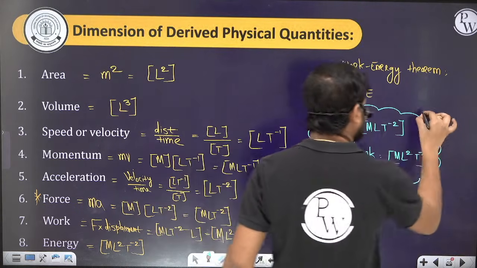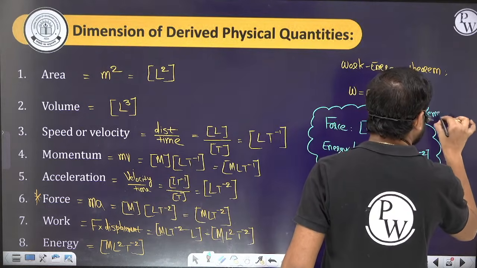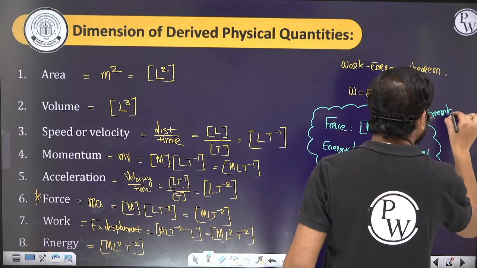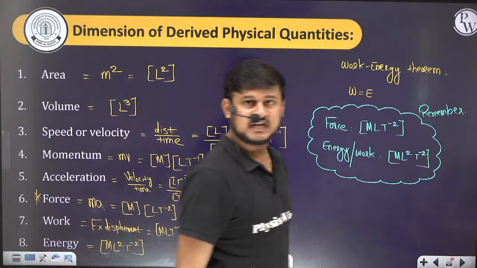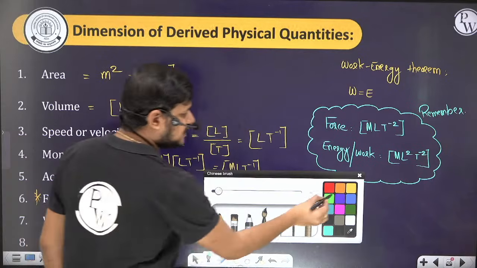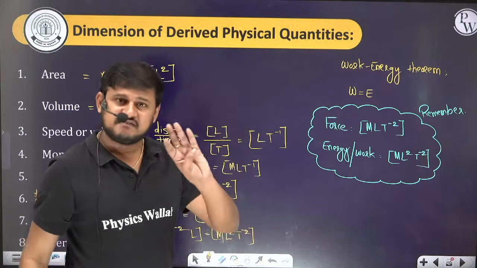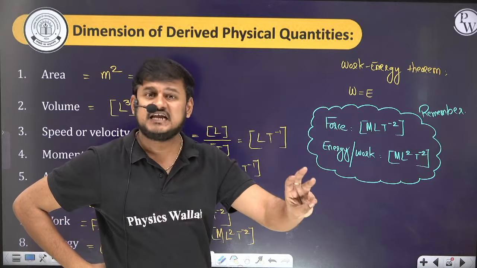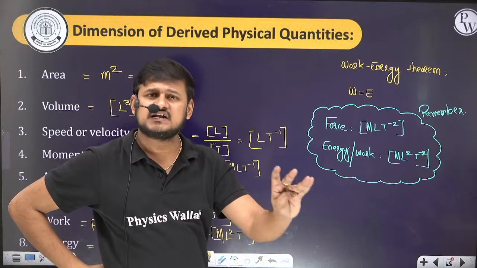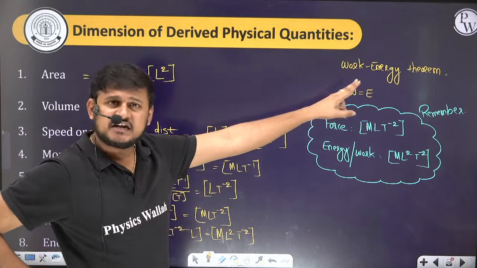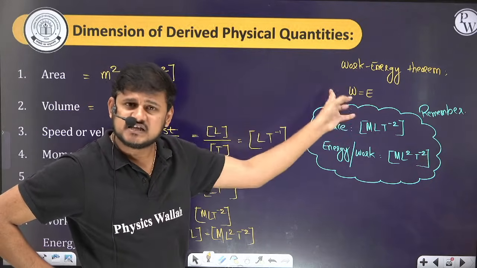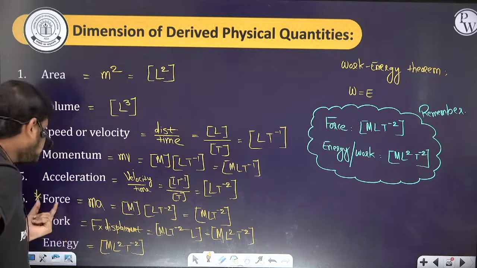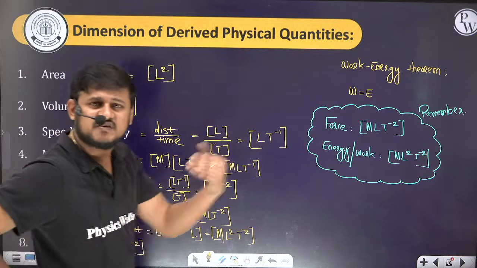If I talk about energy, it can be any kind of energy if they mention. It can be gravitational potential energy, or just potential energy, or heat energy, or kinetic energy. Whatever the energy, wherever energy is mentioned, you just use the dimensional formula of energy as M L square T to the power minus 2.